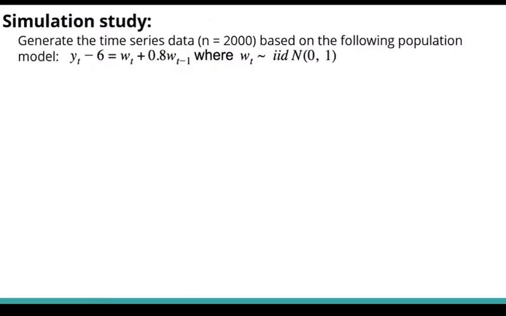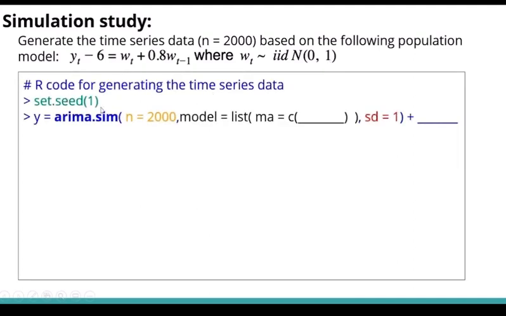Now, I walked you through a simulation study in the autoregressive model. We can also simulate a data set for a moving average model. Here we want to simulate 2000 data points for this population model, a moving average model of order 1. And of course the distribution of the noise W_t is identically and independently distributed with mean 0 and variance 1. So this is the code in R.